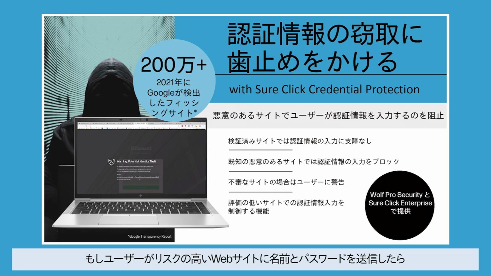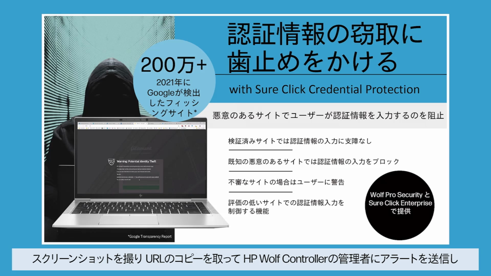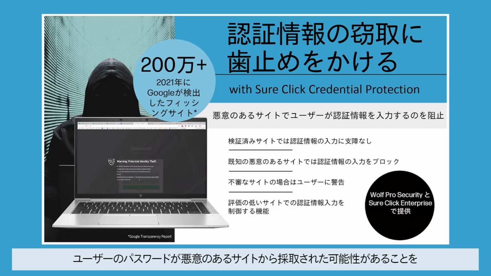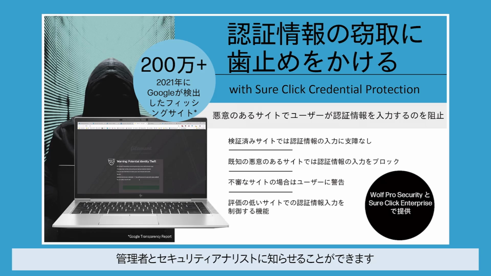If the user does submit their name and password into a high-risk website, we will take a screenshot, we'll take a copy of the URL, and we can send an alert to the administrators of the Wolf controller to let the admins and the security analysts know that a user's password may have been harvested from a malicious site.